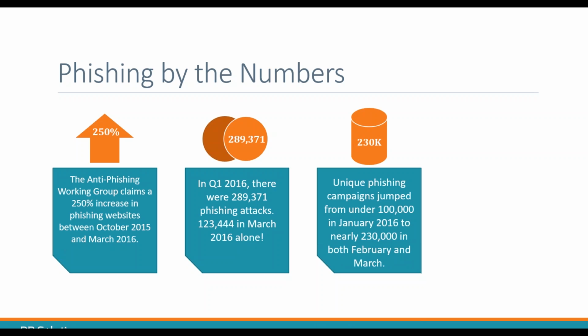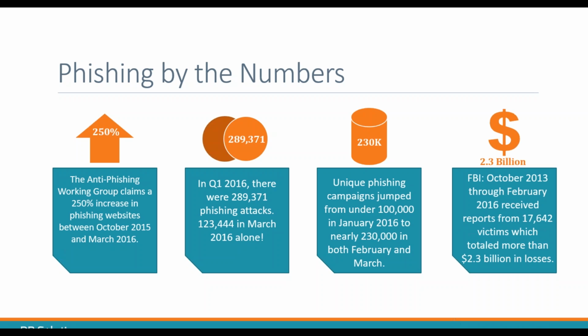There were about 230,000 unique phishing campaigns, that is to say, different kinds of phishing messages sent with different variations on attacks, from January 2016 to February and March of that same year. The FBI said that from October of 2013 through February 2016, so maybe 2.5 years, they received reports from 17,000 victims, which totaled more than $2.3 billion in losses.